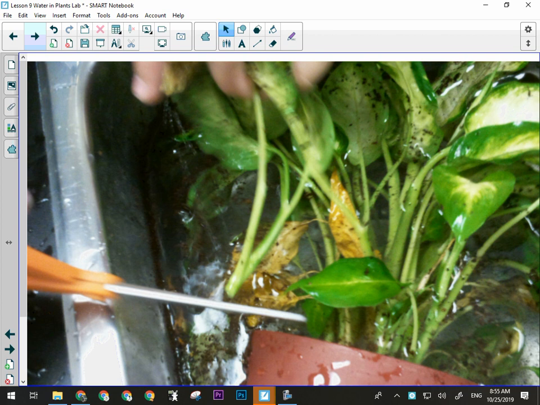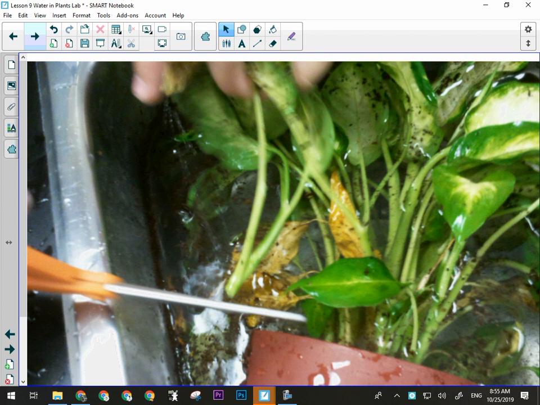We want as little exposure to the air as possible, because if we get too much air into the xylem, what will it disrupt? The hydrogen bonds. And that will really slow the ability of your plant to transport water. So we want as best as possible to limit that.